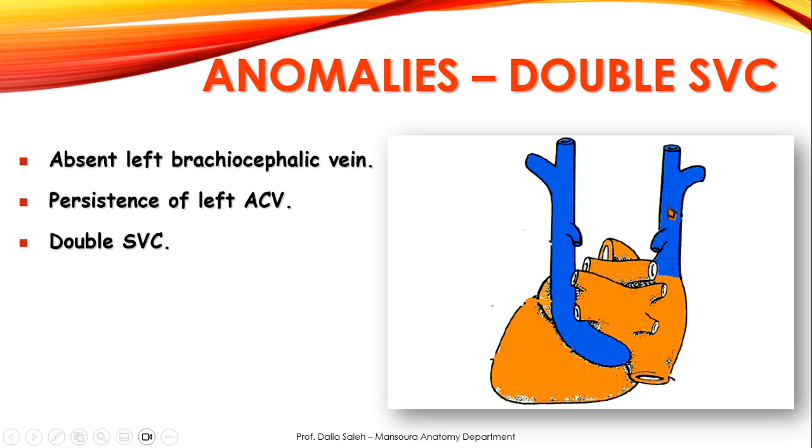So this is the superior vena cava. Now it is on the right side, made of the right internal jugular and right subclavian veins, opens into the right atrium. On the left side, we will have the left internal jugular vein, the left subclavian vein, forming the left superior vena cava, which joins the coronary sinus and terminates at the right atrium. So this case is called double superior vena cava.